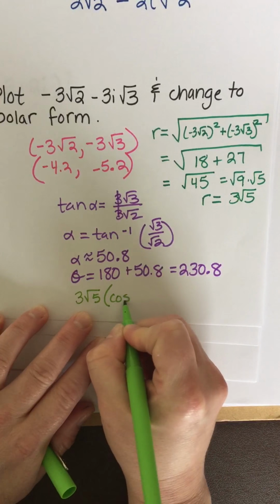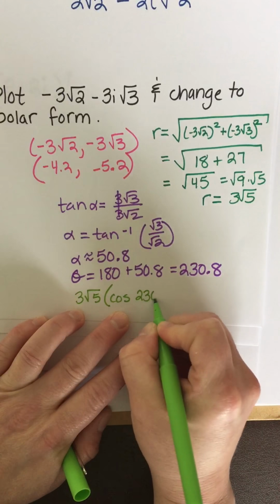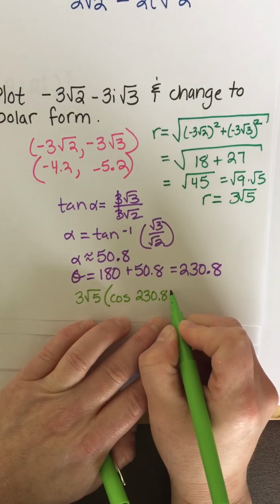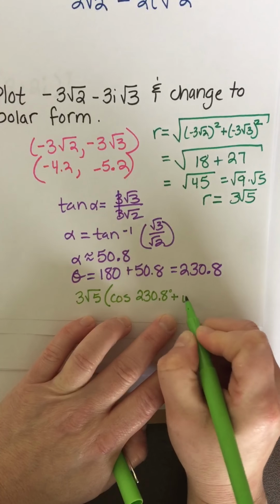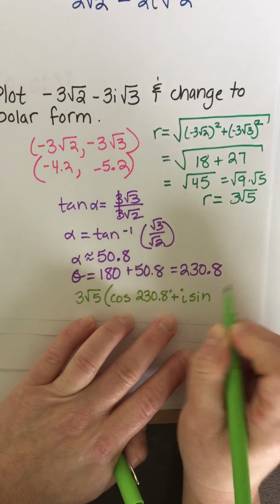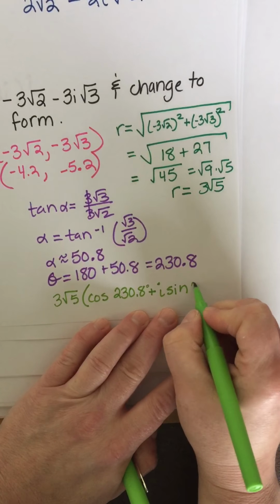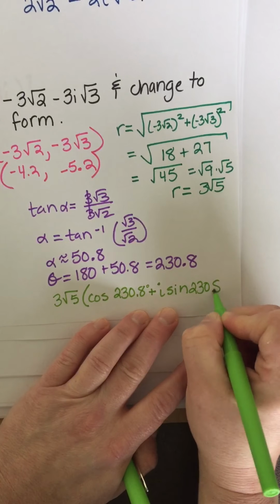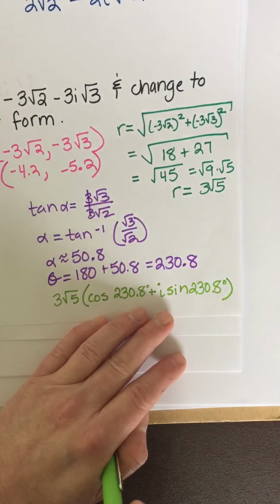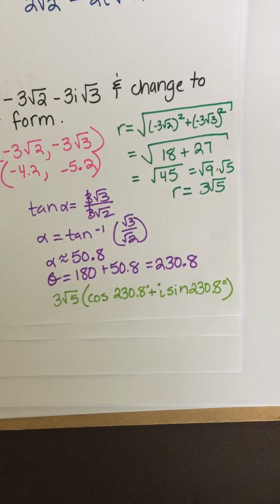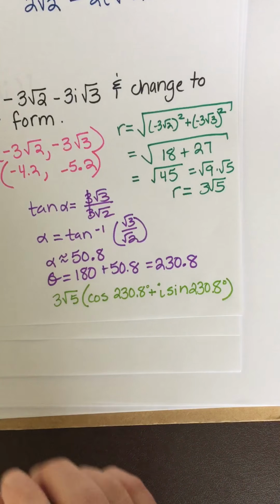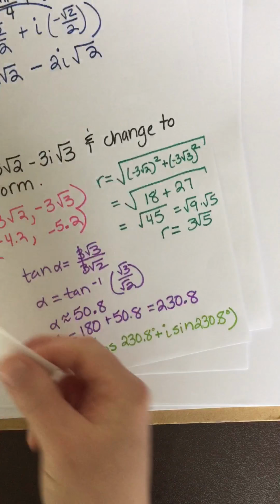So when I put all this together for an answer, we get 3 square root of 5 times cosine of 230.8 degrees plus i times the sine of 230.8 degrees. Beautiful. All right, 2 more.